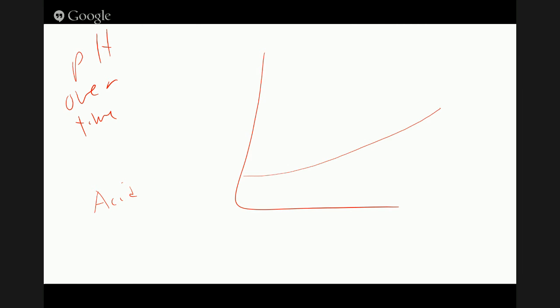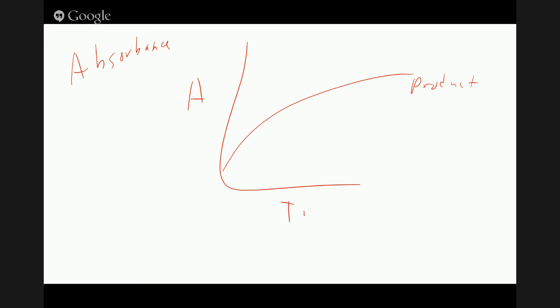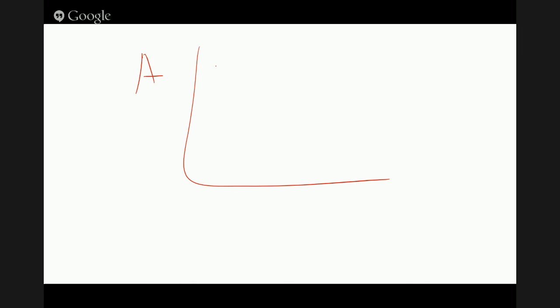We can study it using pH over time. Okay, and we did this. We actually had an acid that we were reacting with the base, which went up over time, and then at some point it kind of leveled off. We did this with absorbance over time. It might be the case that a product is being formed and we're tracking the absorbance over time. It might be the case that we are looking at absorbance in a reactant that's being used up. And we could study that over time.